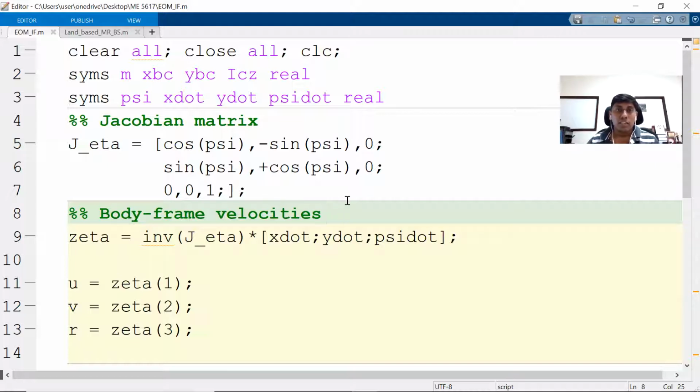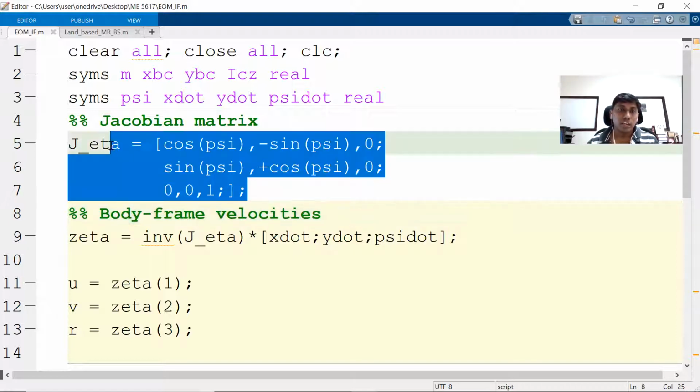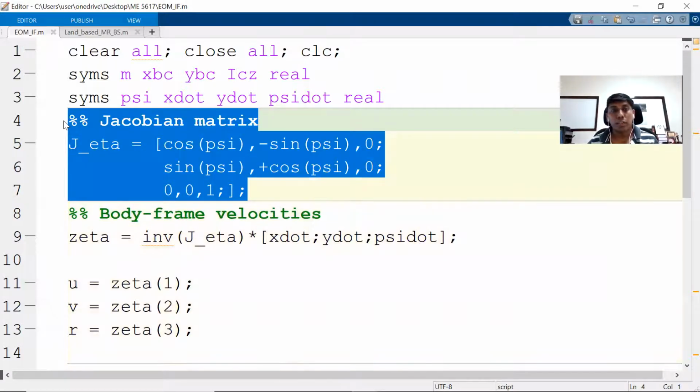Here we recall the equation of motion. The equation of motion can be written in the body-fixed frame or the inertial frame. The inertial frame is an important one, because later when we do motion planning, it is better to have everything in a single frame. In that sense, this conversion all depends on the Jacobian matrix.